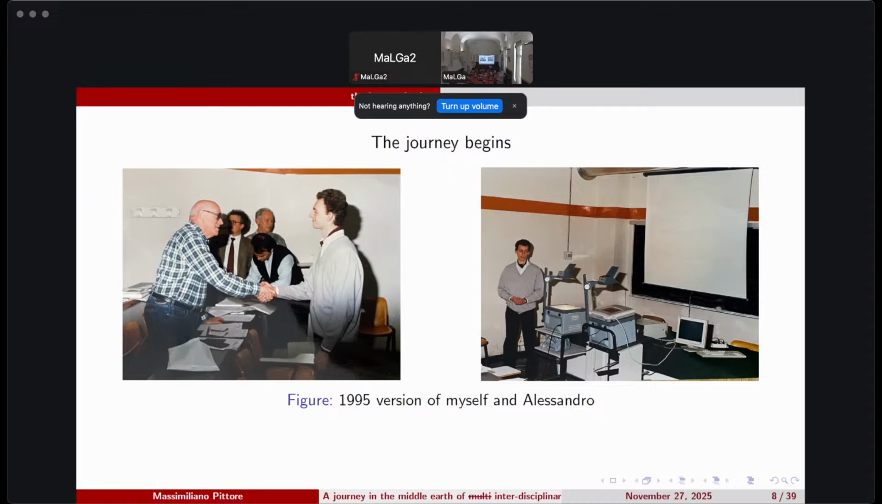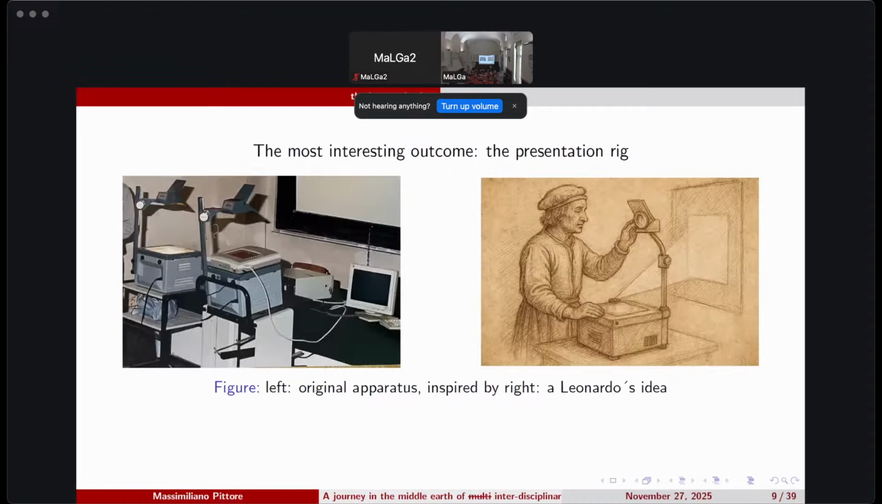But I would like to draw your attention to one particular thing, which is the rig I used on the day of my defense. I don't know, probably many of you younger people have never seen such a device. It's called the overhead projector. I think it dates back to the Middle Ages, and there are signs of Leonardo da Vinci drawings about this. It was used many years ago to project slides that were usually handwritten.